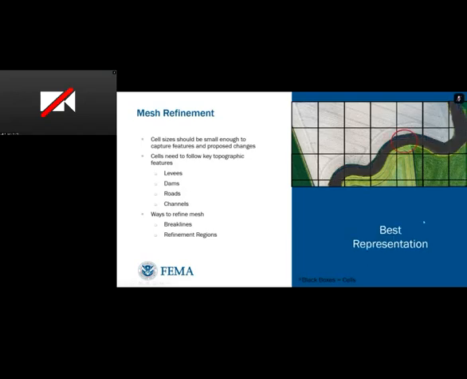So the best representation would be to add a refinement region. So this is essentially going to give a much smaller grid within the stream, and now you're not falsely averaging that, and you're really solidifying the elevation within that stream.